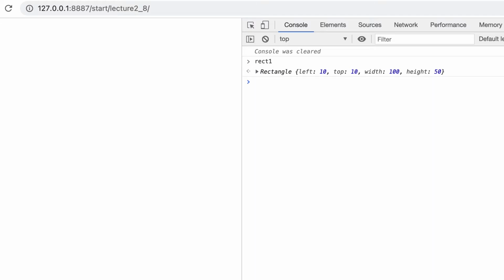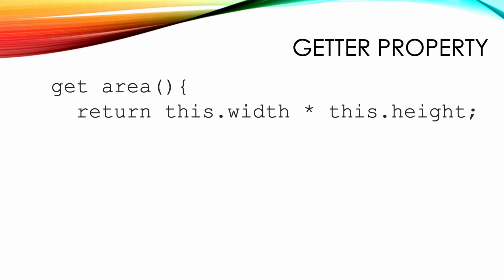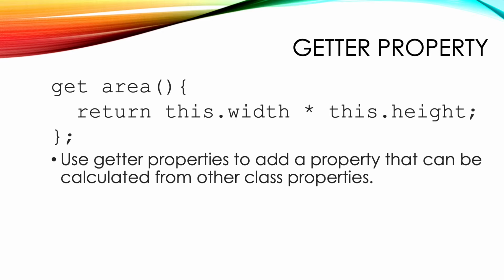If you save and back in the browser refresh, then enter rect1, you'll see the parameters of the first rectangle. So far this isn't very different from an object. Let's start to explore how it differs. We're going to add a special kind of property to the class. If we use the keyword get, we can then enter a function with no parameters that returns a value. If we use this syntax, it's called a getter property. It's used to add a property that can be calculated from other class properties.